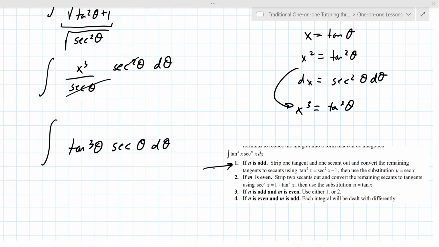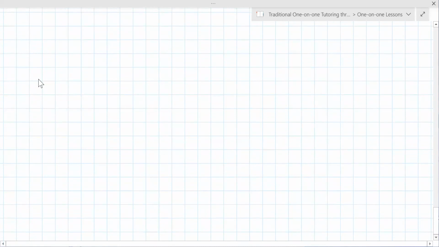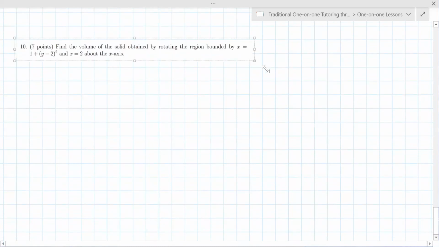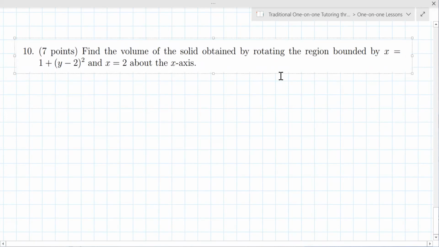Okay, so here's another question that is an integral, but it's a volume of a solid. It says find the volume of the solid obtained by rotating the region bounded by x equals 1 plus (y minus 2) squared and x equals 2 about the x axis. All right, so any idea how you might start this?